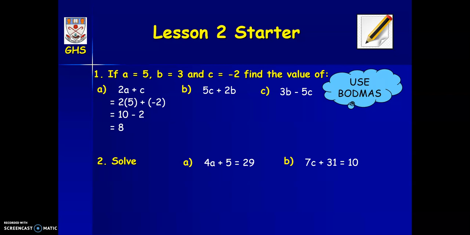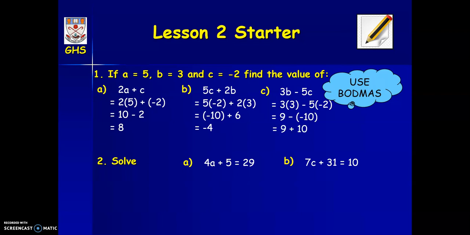For b, we have 5c add 2b. So that's 5 times -2 this time, add 2 times 3. So 5 times -2 is -10. 2 times 3 is 6. So -10 add 6 is -4. For c, we have 3b take away 5c. So that's 3 times 3, subtract 5 times -2. 3 times 3 gives us 9, and the double negative gives us +10. So we end up with 9 add 10, so our answer here is 19.